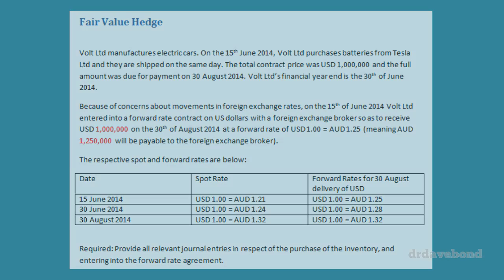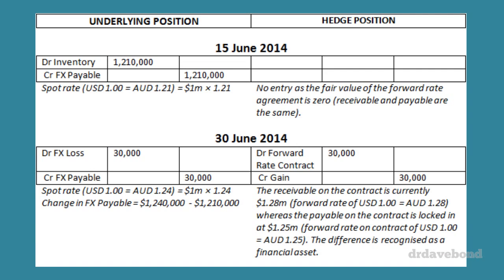So we turn over to the hedge position. I'm going to really briefly run through the underlying position so everyone's just aware of it, but this is exactly the same sort of material that we did last week. At the 15th of June, we bought something, we have a financial year end, we adjust the payable, we get to the payment and we pay it off. So the inventory and the foreign currency payable gets recognized at 1.21 because that's the spot rate at that date. We make adjustments to it.